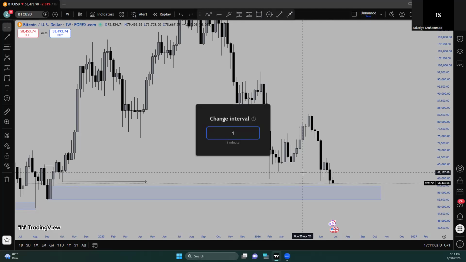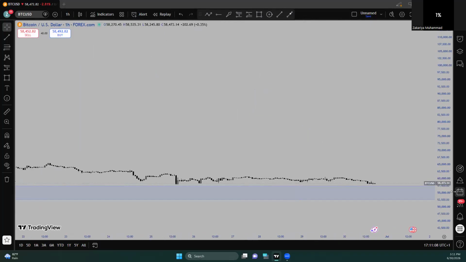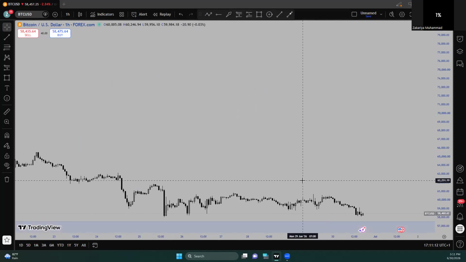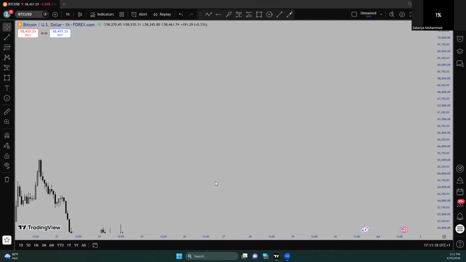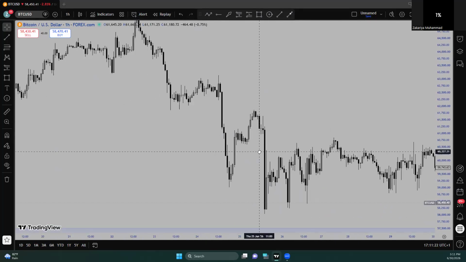So I go to 1 hour. I don't need to go to 4 hour or 1 day because I already know what BTC was doing. I can get my bias from 1 hour, 15 minutes, sometimes even 5 minutes. I can use 15 minutes for my bias and then 5 minutes for my entries. So when I go to the hourly time frame, I knew BTC was clearly bearish. So I just want to confirm my continuation of the structure.